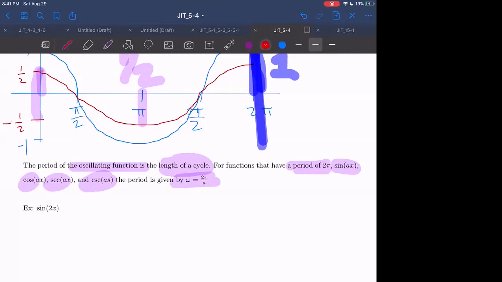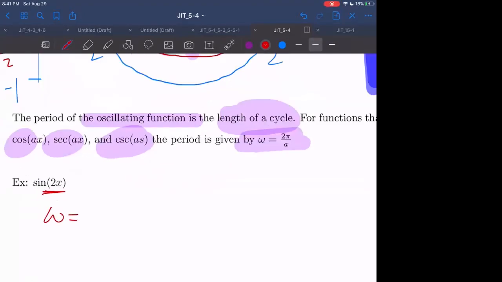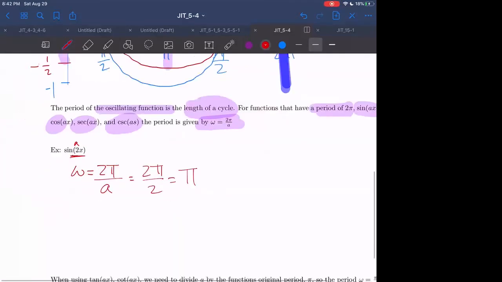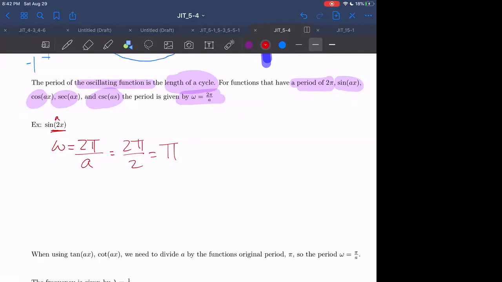If you start multiplying these by something else on the inside, so if we've got sine of 2x, our period is going to be given by omega, which is 2 pi divided by a. Our a in this case is 2, so 2 pi divided by 2, so pi. We can see this if we were to graph this. Again, I'm just going to go from 0 to 2 pi.